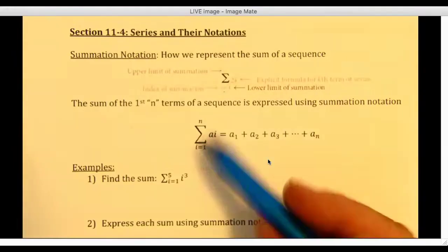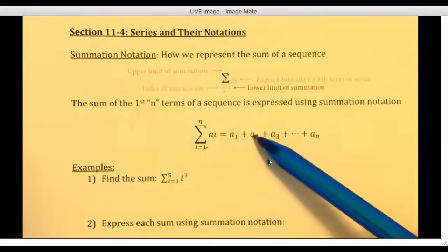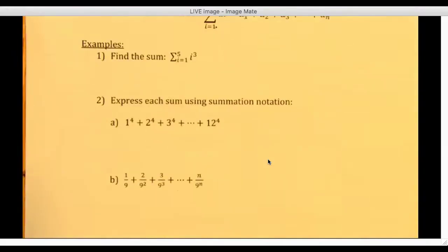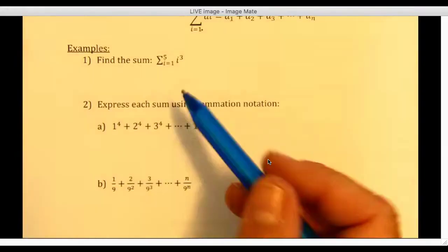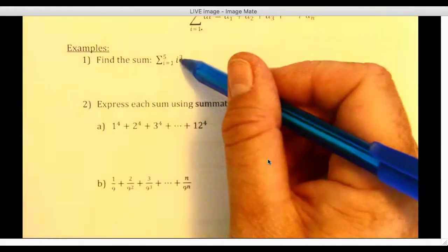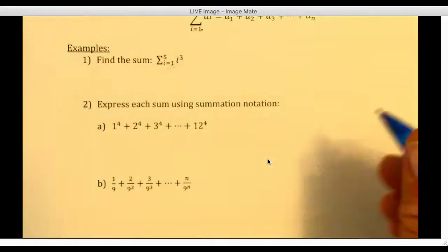So if this said, for example, from 1 to 10, we'd be adding the first term plus the second term plus the third term all the way to the 10th term. So for this first example here, when we see this summation symbol from 1 to 5, what this is asking us is to plug in 1, plug in 2, plug in 3, plug in 4, plug in 5, and then we're going to add all of those up.